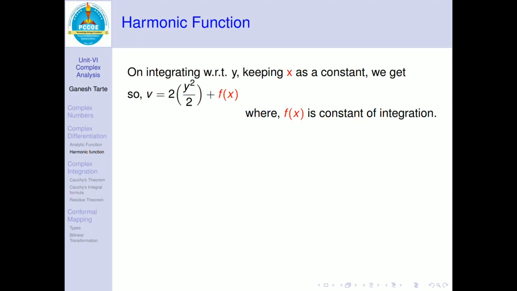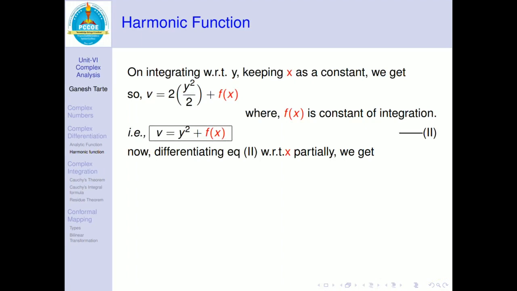To find f(x), we apply the second CR equation, and for the second CR equation we require ∂v/∂x. So differentiating partially with respect to x, we get ∂v/∂x equal to, there is no x in y², therefore 0, plus the derivative of f(x) with respect to x, which is f'(x).